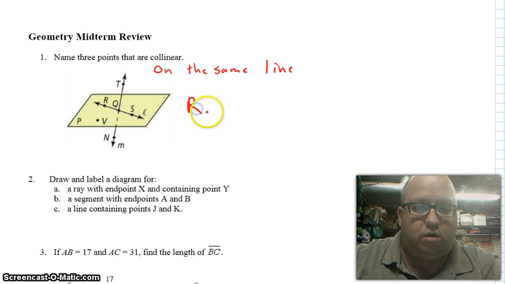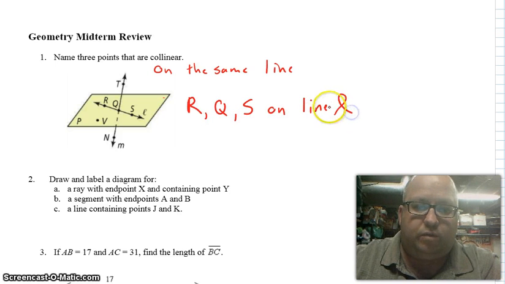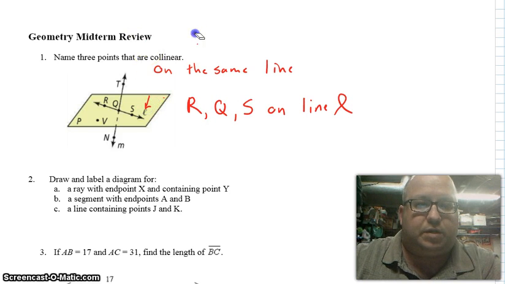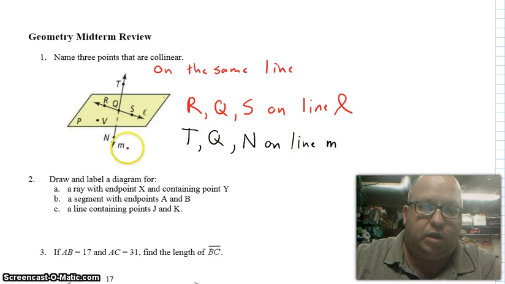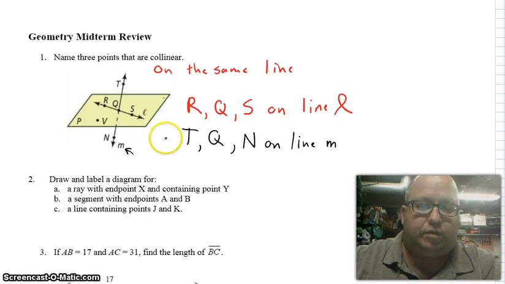We've got R, Q, and S, which are on line L. If you see these lowercase cursive letters like that L right there, that is the name of the line. That is not a point. You'll notice there's no dot associated with it. Now the other ones we have are T, Q, and N, which are on line M. Again, that's the name of the line right down there.